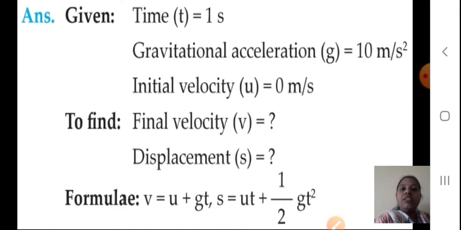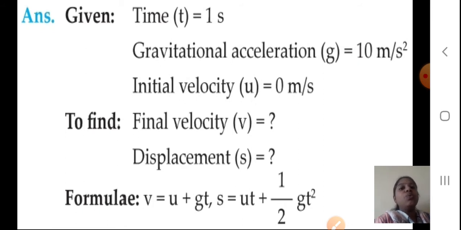Now the given time is 1 second. For gravitational acceleration, now it is coming down towards the gravity, right? So the direction is towards the gravity only. So we'll take it as positive. The g value here will be positive 10 meter per second square.